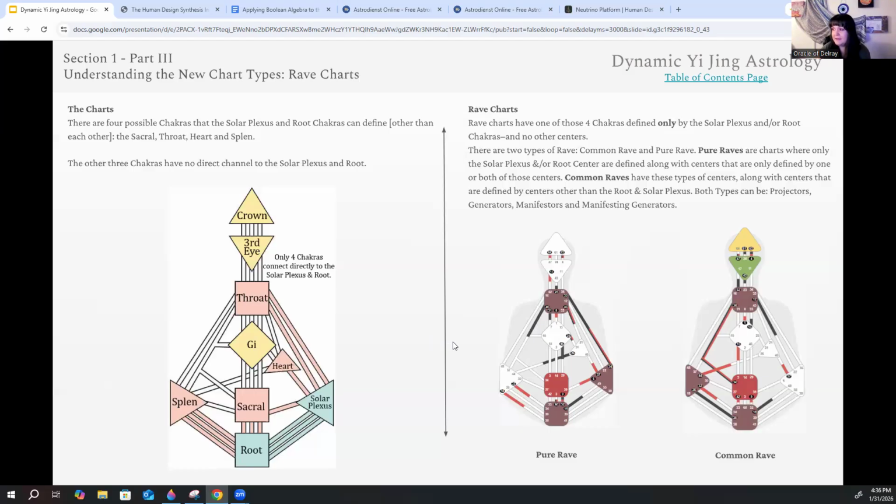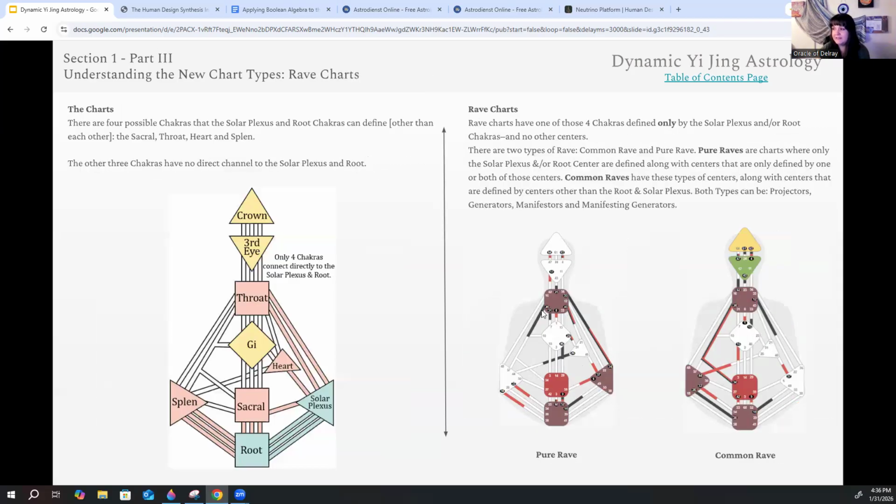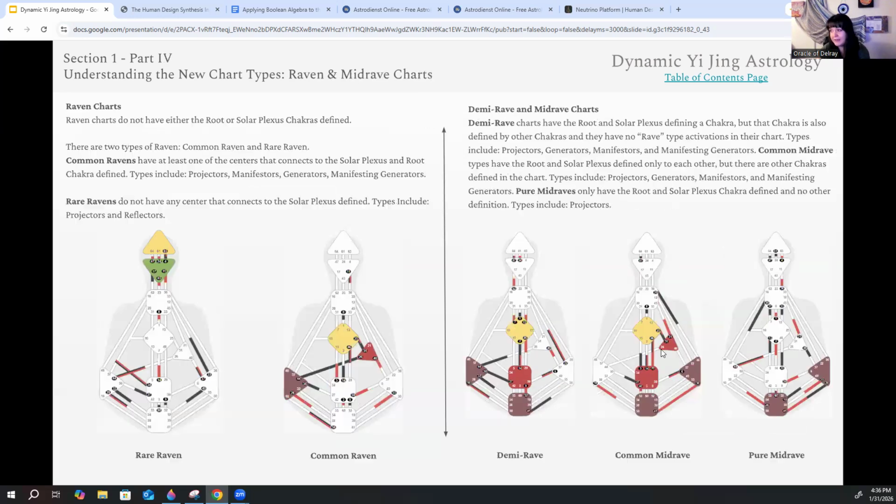And then a demi-rave does not have a rave connection like this, where one of these four centers is defined only by the solar plexus or root. So it does not have one of those connections. However, the solar plexus and/or root are defined and they're defining other centers, but those centers are also being defined by other centers. So demi-raves comprise a lot of charts.